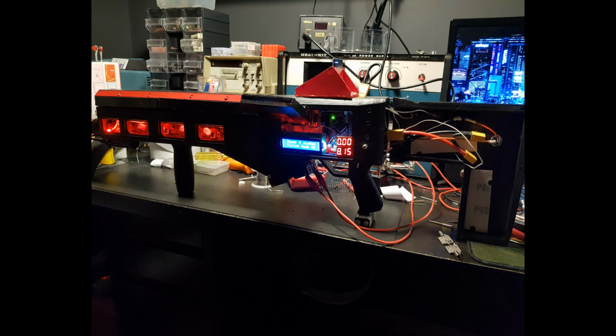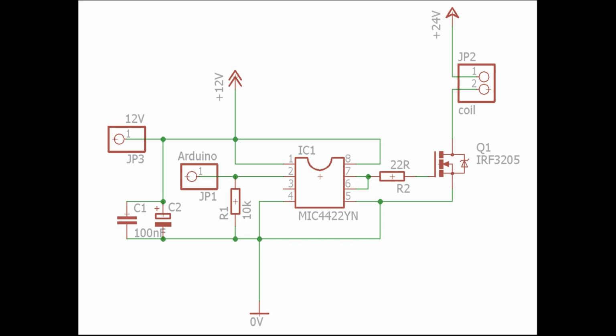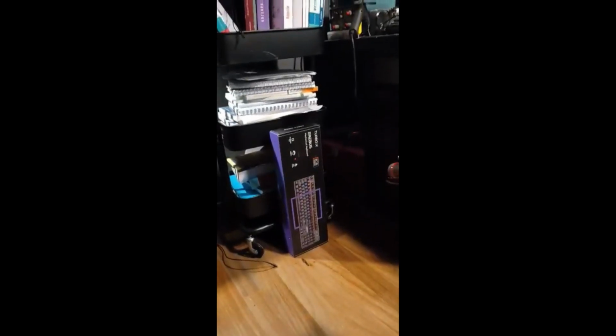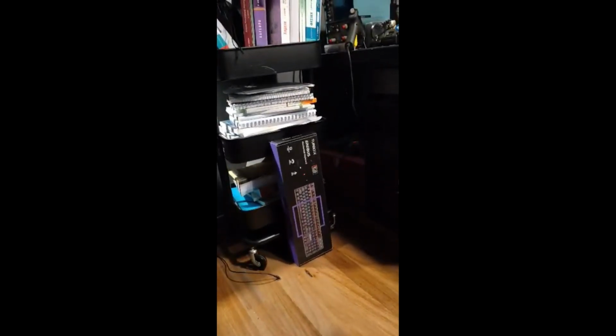Now, the other popular way to make a coil gun is to skip the boost circuit and the capacitor and simply use high C rated lithium polymer batteries and essentially short them through the coil with the use of either a MOSFET or an IGBT. This method is easier to implement and allows a coil gun to essentially fire full auto due to no capacitor charging time. However, there are downsides with this method.